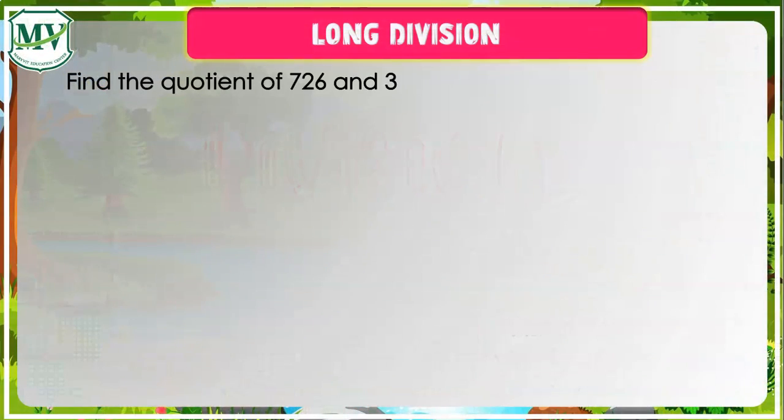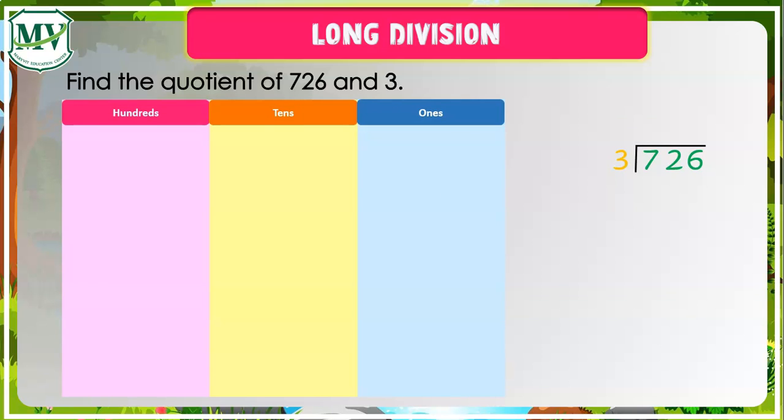Find the quotient of 726 and 3 using the long division method. First, let's set up our place value chart.